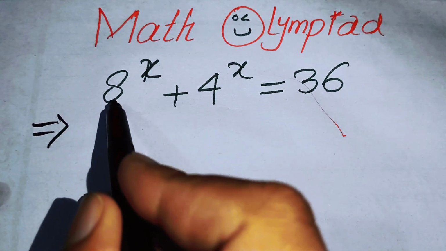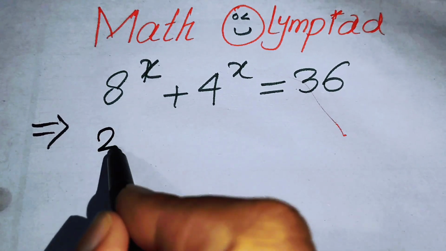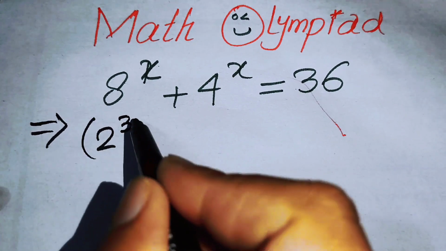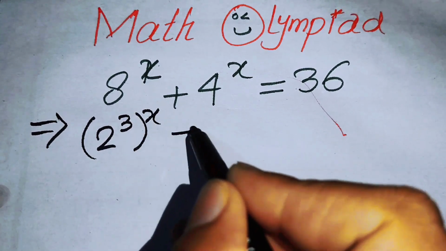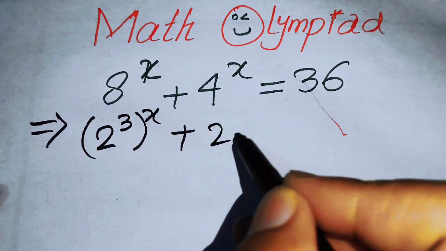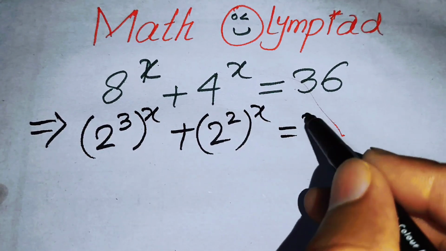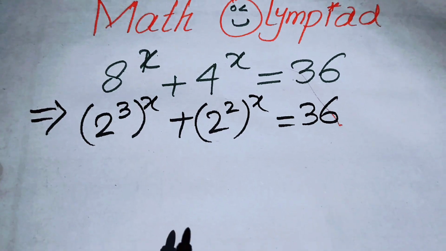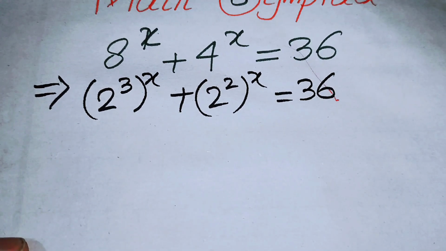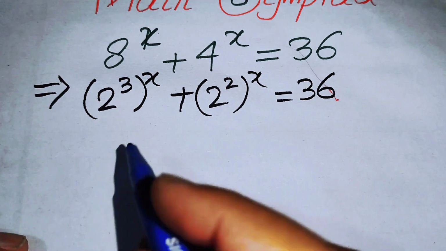So the very first thing we are going to do is rewrite this term. Here you have 8. The prime factors of 8 are 2 to the power of 3, and its whole power x, plus here you have 4, and the factors of 4 are 2 to the power of 2 and whole power x is equal to 36.